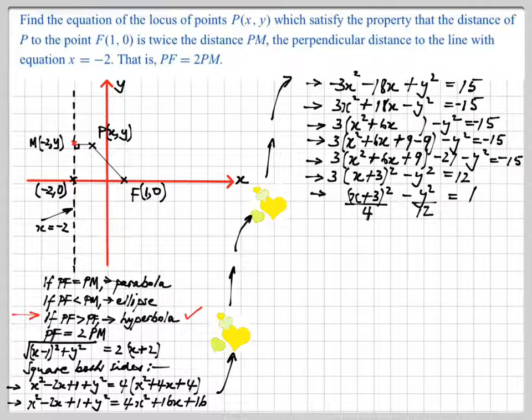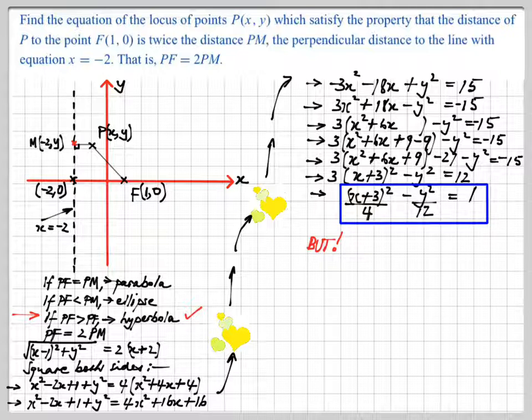Hyperbola, no problem. And the centre of the hyperbola is, what is it? Yeah, it's -3 and 0. That's the centre of the hyperbola, isn't it? It is. Thanks, Mr. Box.